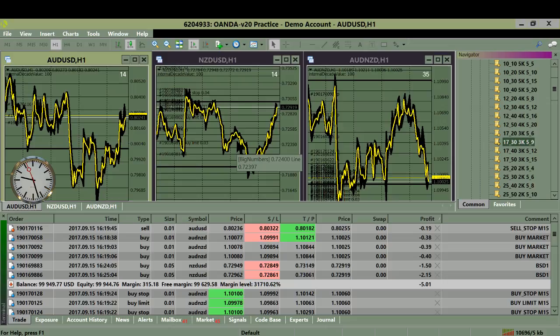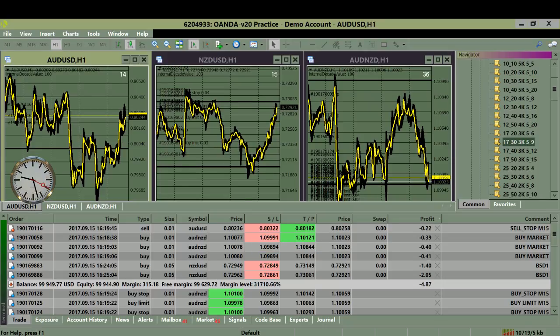Now, I'm in 4 currency pairs that I don't normally trade, but I put these up because it's the classic tripod of Aussie US, New Zealand US, and Aussie to New Zealand, just like if you had the dollar to the pound, the euro to the dollar, and the euro to the pound. You know, that triangulation.